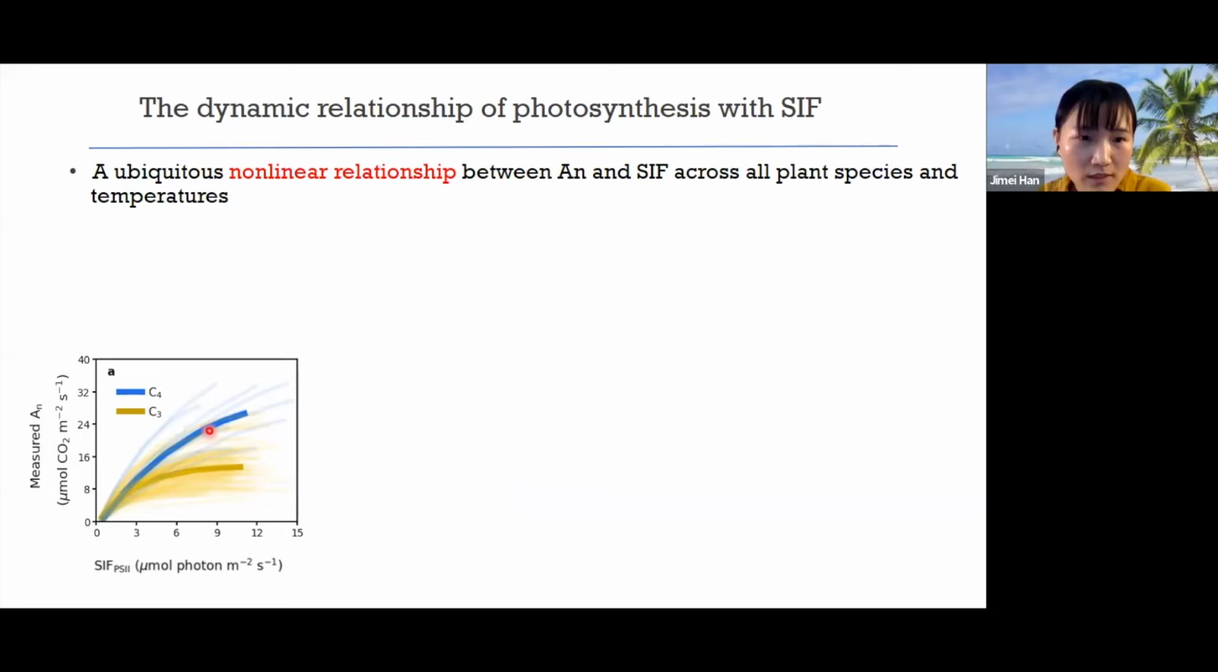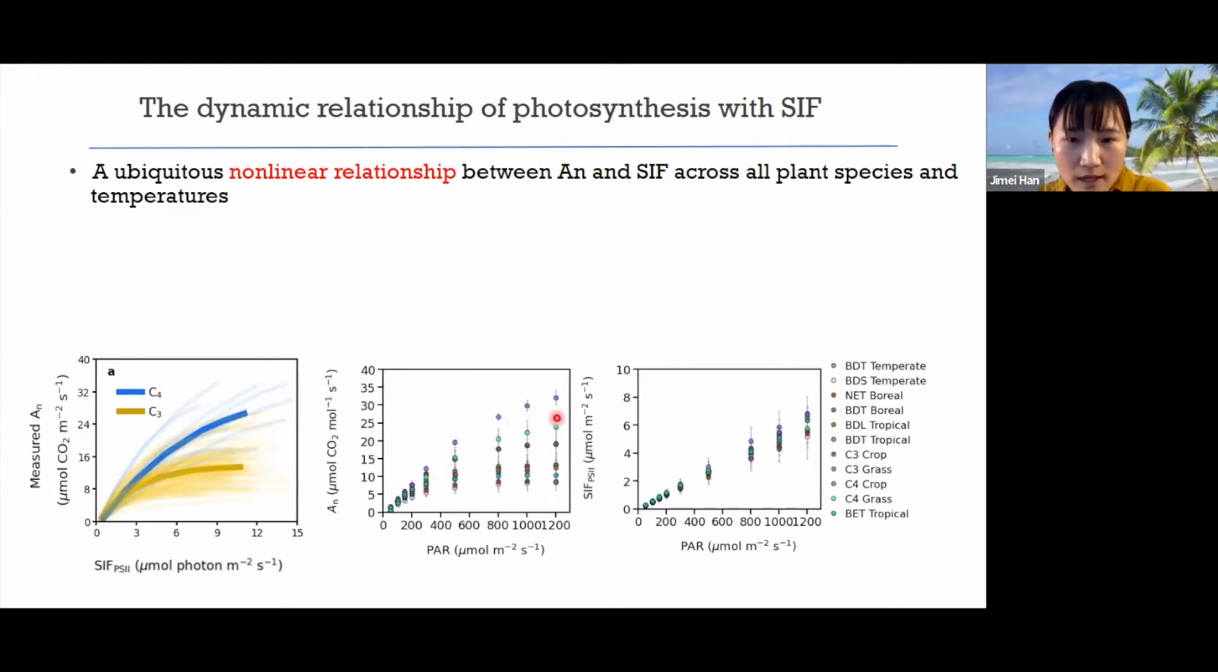This nonlinear relationship is characterized by an initial increase of photosynthesis and then leveling off when the light intensity is high. This is because photosynthesis saturates at high light, but the SIF keeps increasing at high light. And also we find a different degree of nonlinearity between carbon-3 and carbon-4 species.